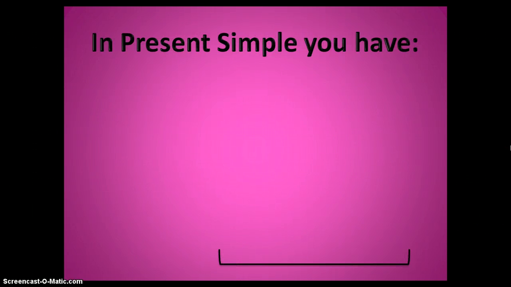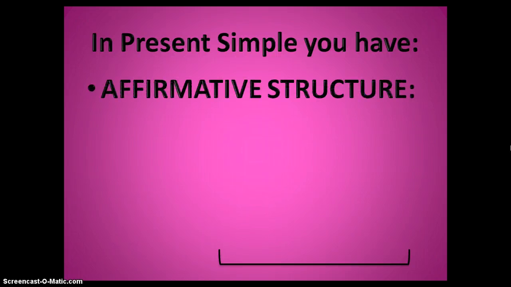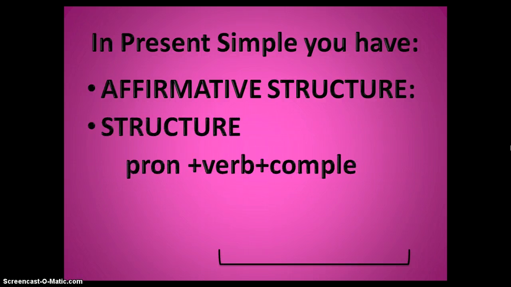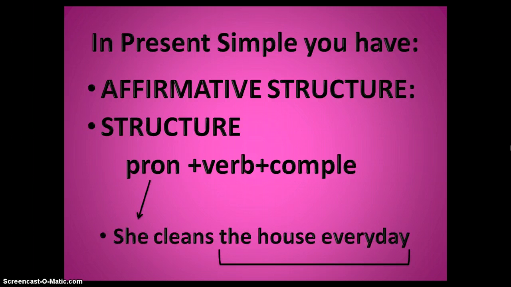Okay, in simple present or present simple, you have three types of structures: affirmative, negative, and interrogative. First, we are going to study affirmative structure. Okay, to construct an affirmative structure, you need the pronoun, the verb in present, and the complement. Here you have an example that reflects everything.